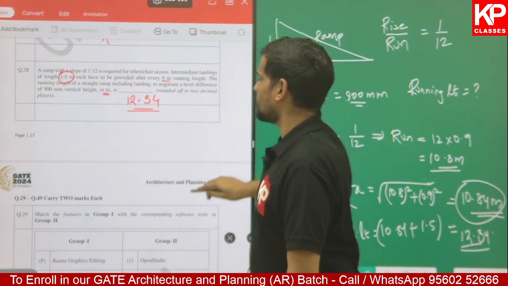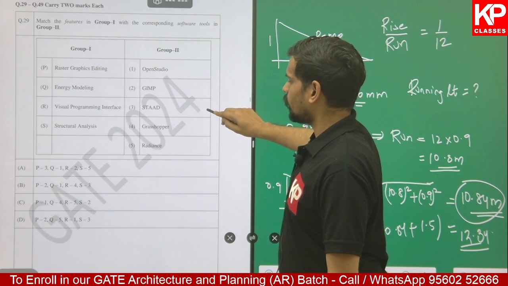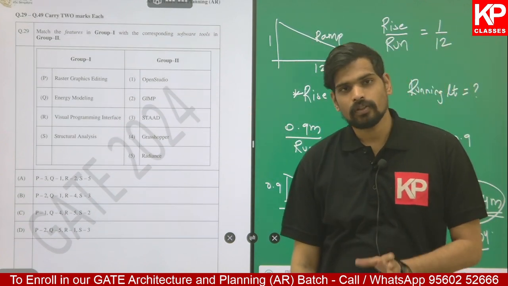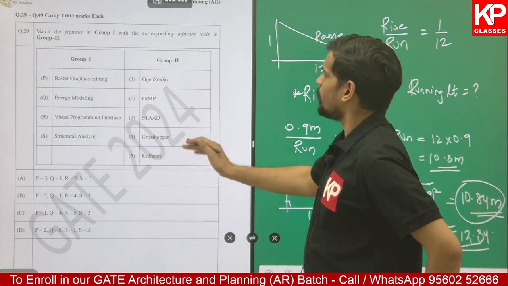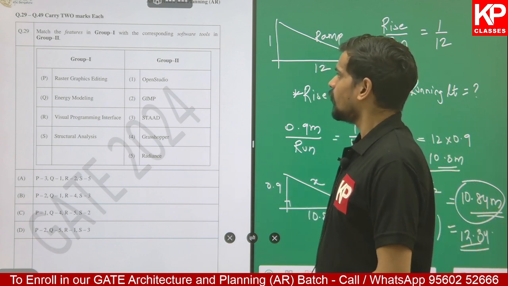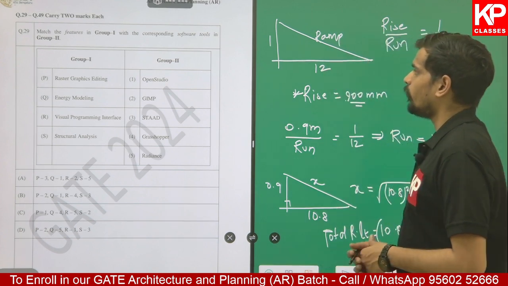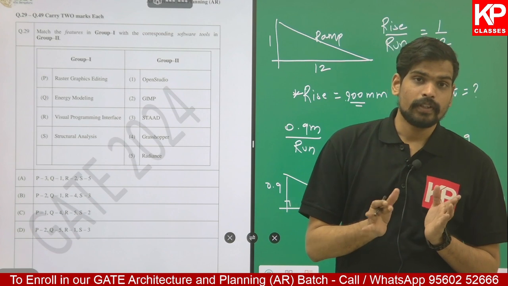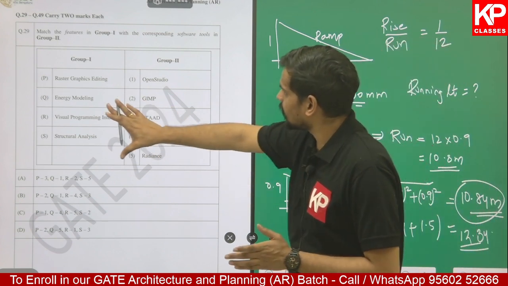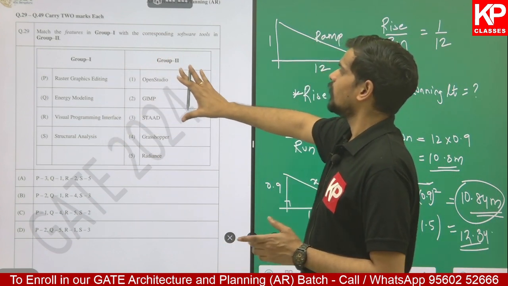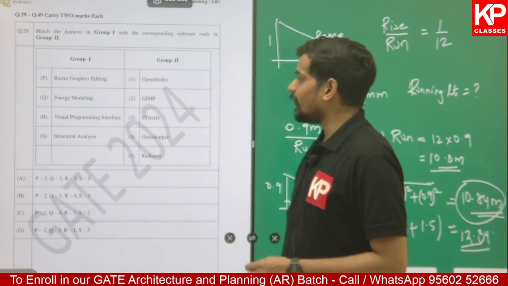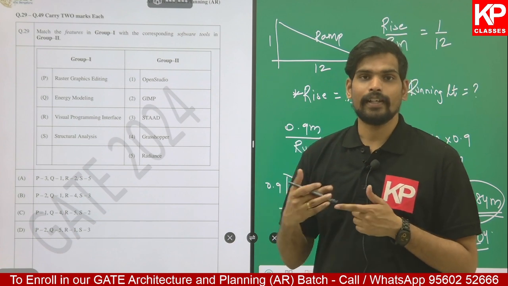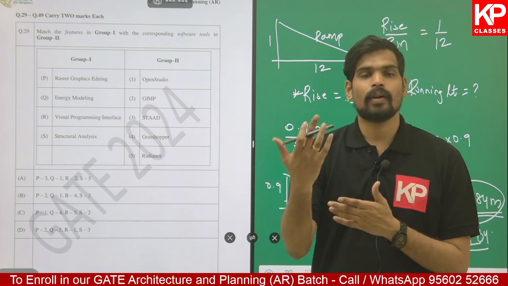So let us look into question number 29. Firstly, let us look into the theoretical questions and then we will be moving on to the numerical part after it. So this is a multiple choice question. Match the following. Match the features in group 1 with the corresponding software tools in group 2. They're asking us to match the software tools with their features. Even if you know just one or two, you can try to eliminate the other options and come up with an answer.